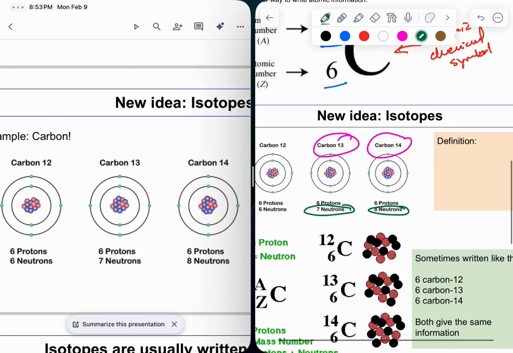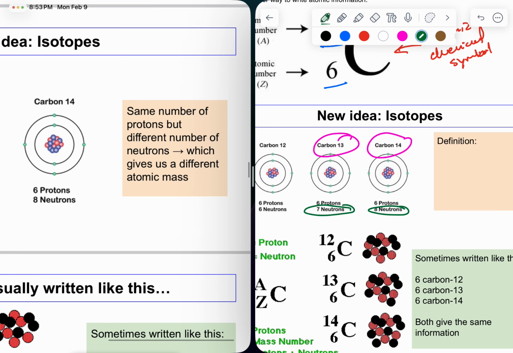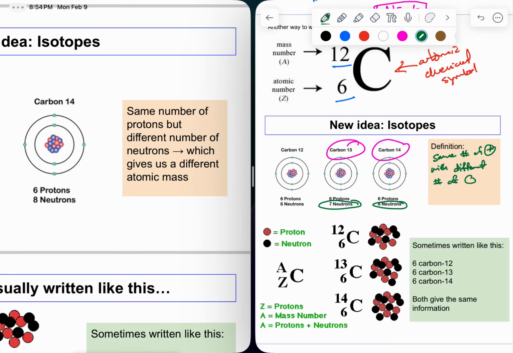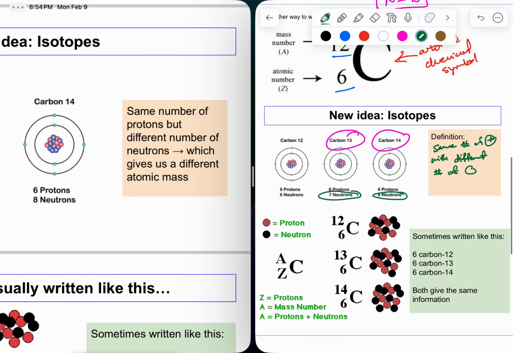So what is an isotope? An isotope is where you have the same number of protons with a different number of neutrons, which gives us a different atomic mass. As you can imagine, the atomic mass is going to be different.